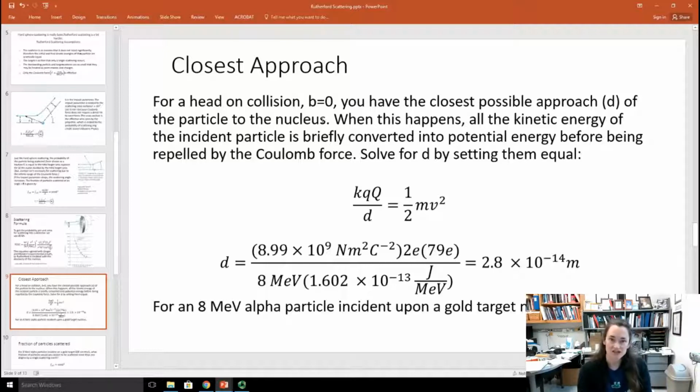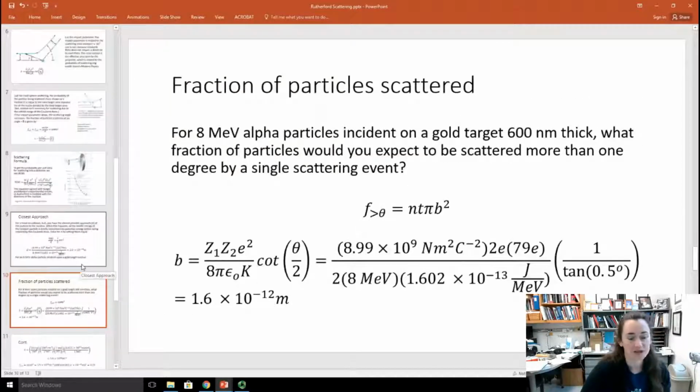All right? So that's how he came up with his idea of a minute massive center that had a densely packed charge in there for the structure of an atom. Now you can also work problems where you calculate the fraction of particles scattered using that formula, F is equal to ntπb². So let me do an example of that.